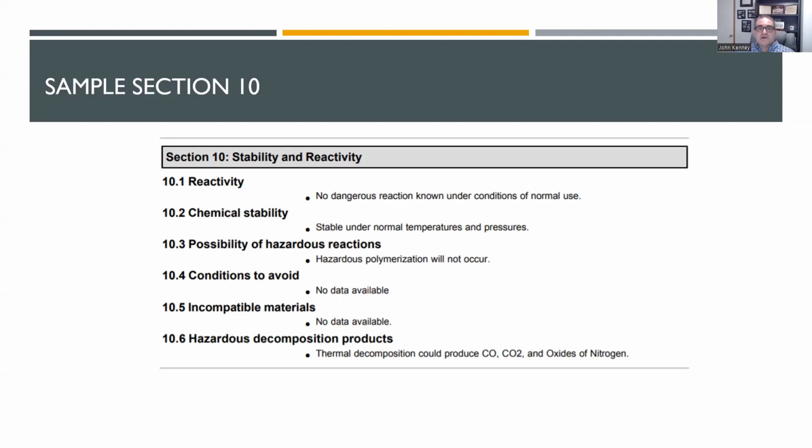Possibility of hazardous reactions: hazardous polymerization will not occur. Conditions to avoid: no data available. No data available for incompatible materials and hazardous decomposition products. Thermal decomposition could produce CO, CO2, oxides, or nitrogen. So it's telling you if this product decomposes, these are the possible chemical effects that will come out of it. Again, everything's going to be listed and will be different for each product.